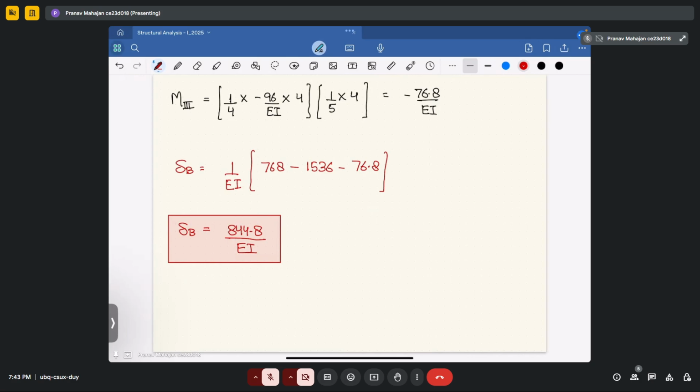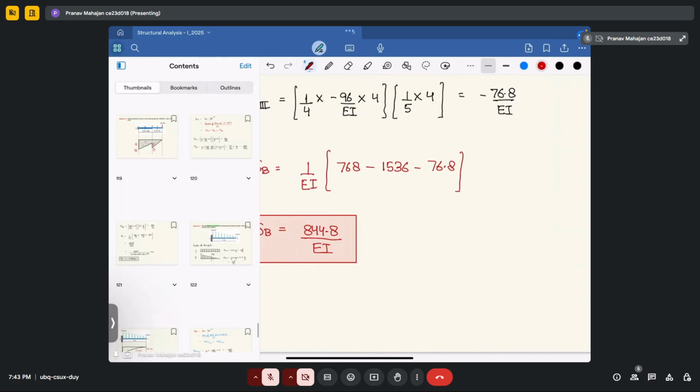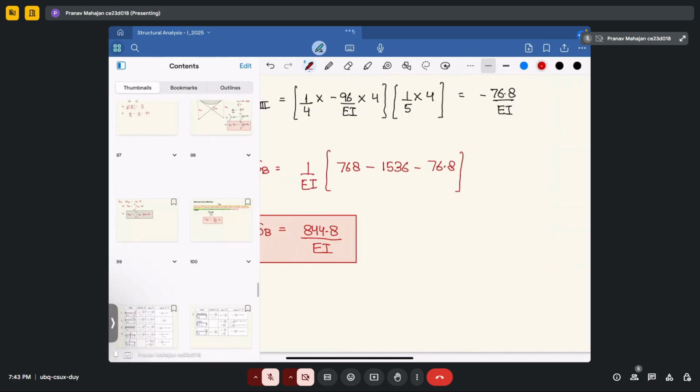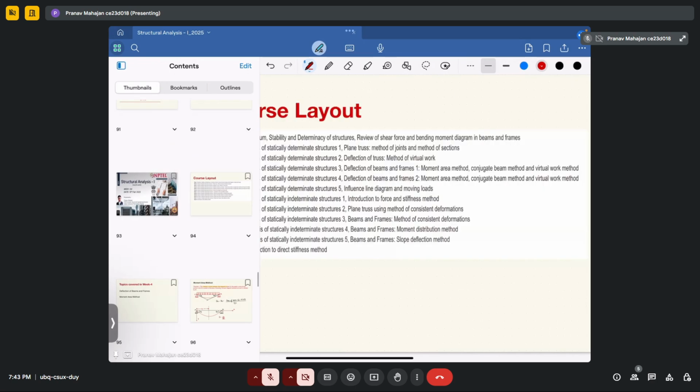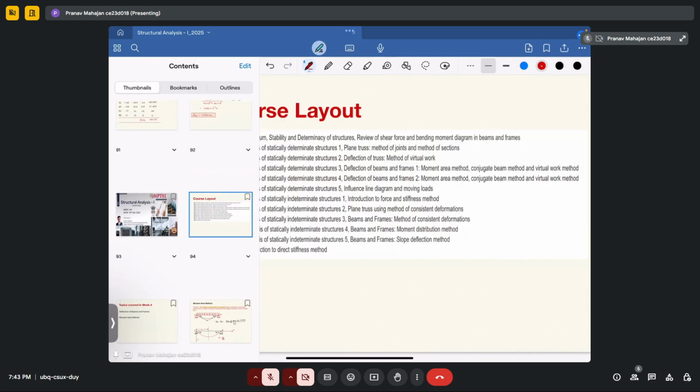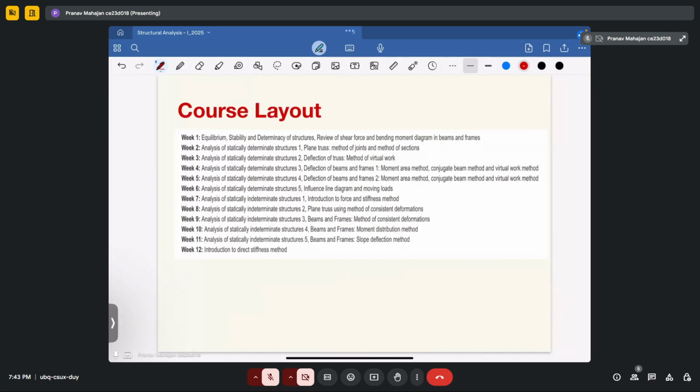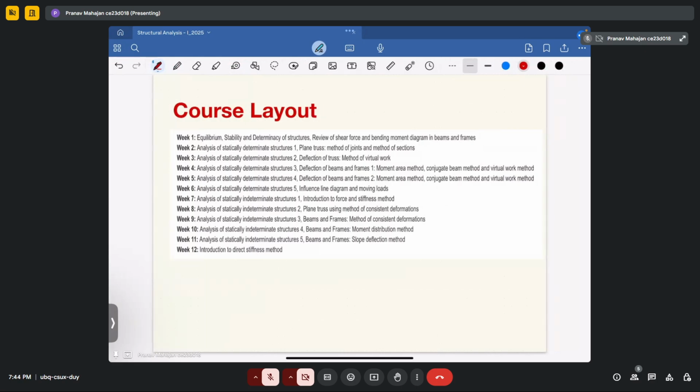So what will you cover in the next week? Your next week will take into account the calculation of bending moment, deflection as well as slope for beams and columns using the conjugate beam method and virtual work method. By this, we will cover our statically determinate structures due to static loads.